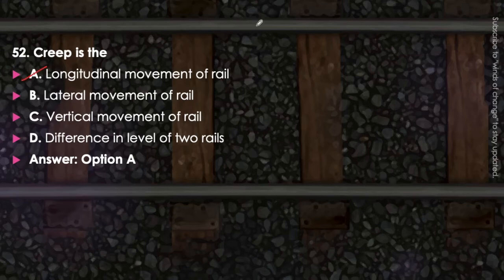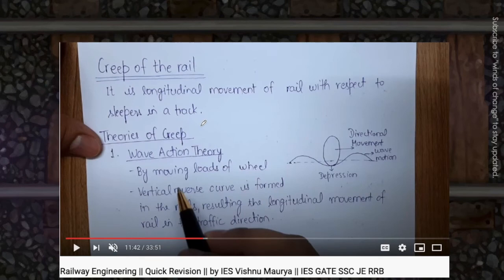Okay, memorize it. Creep of the rail is discussed in that video. It is the longitudinal movement of rail with respect to the sleepers in a track. Okay, and there are so many theories: wave action theory, percussion theory, drag theory, and some others. These are discussed in the video of revision of railway engineering. You can watch it from the link in the description box.